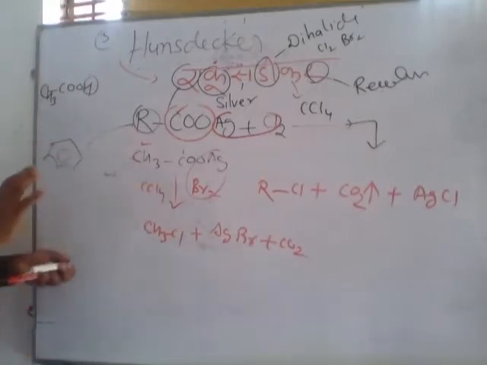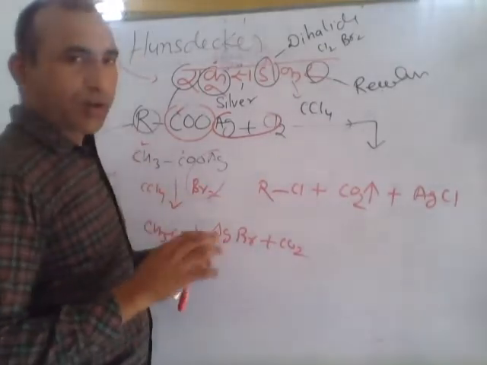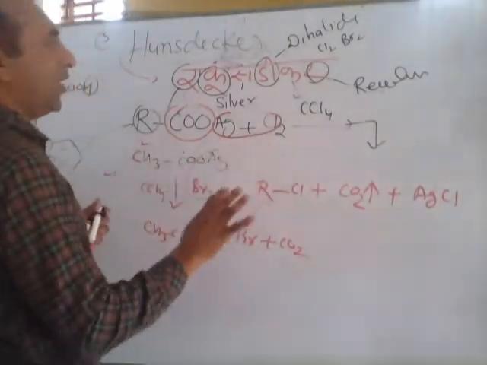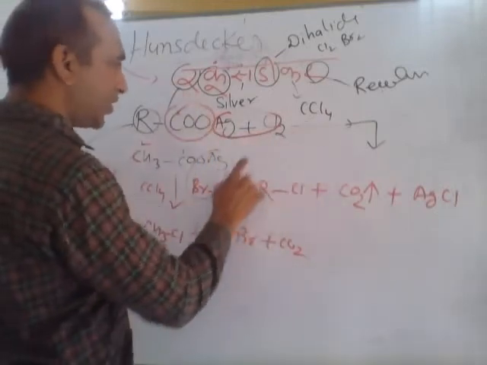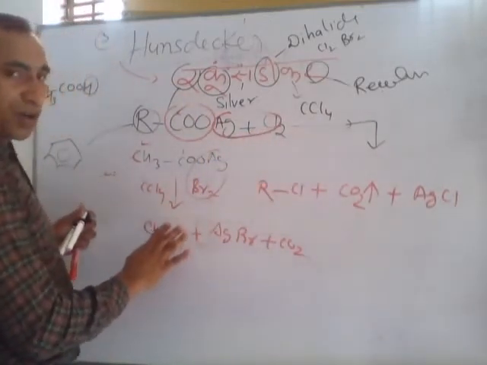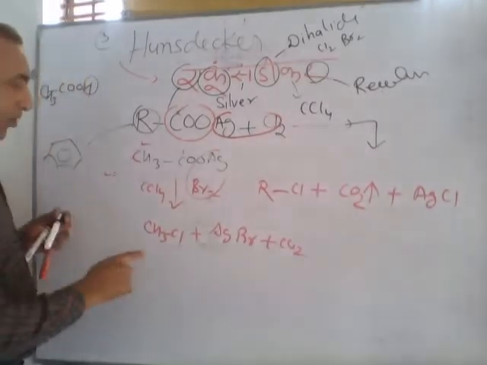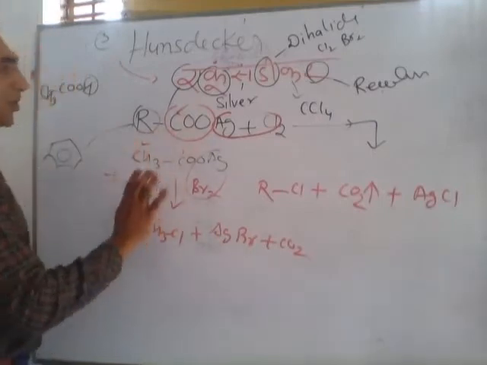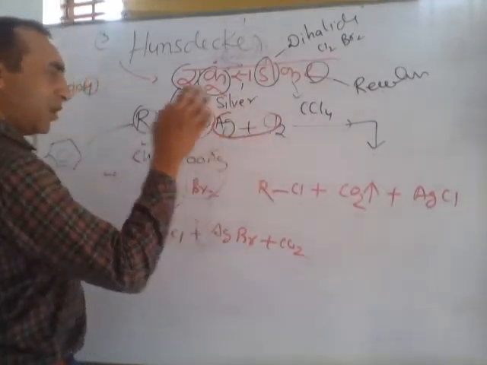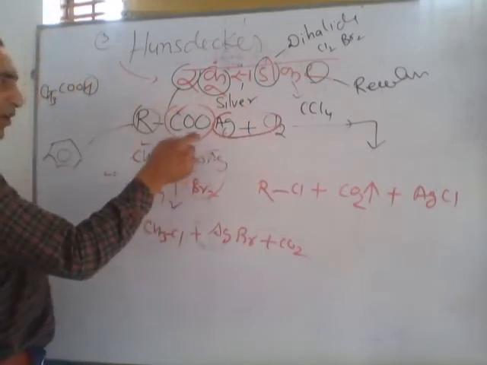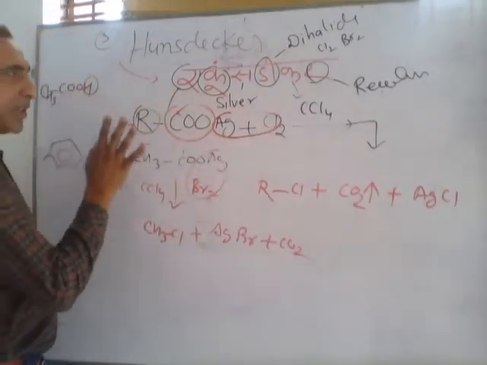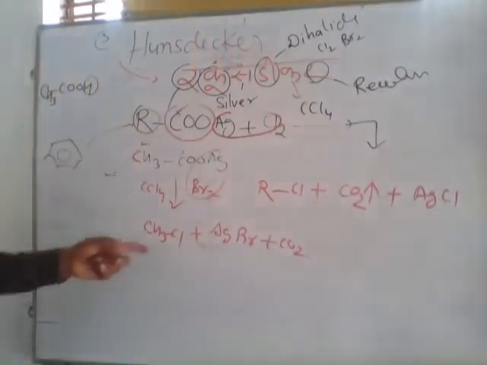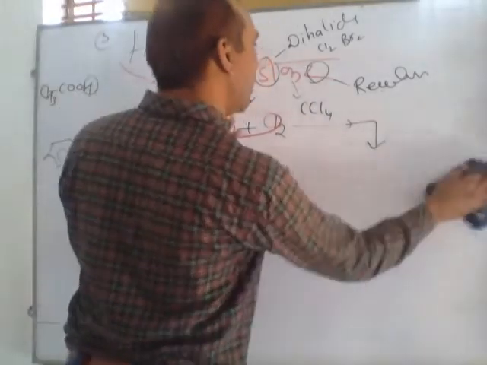But in this reaction, we can't use fluorine because fluorine is highly reactive. And if we use iodine instead of chlorine or bromine, then an ester will form, not ethyl chloride. So in the Hunsdiecker reaction, we use chlorine or bromine with the silver salt of carboxylic acid in the presence of CCl4 and haloalkanes are formed.